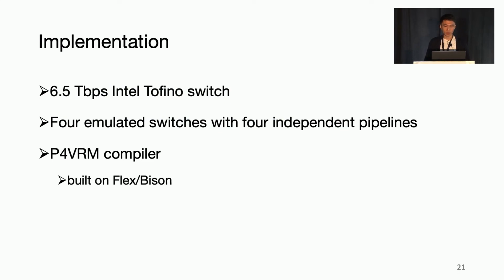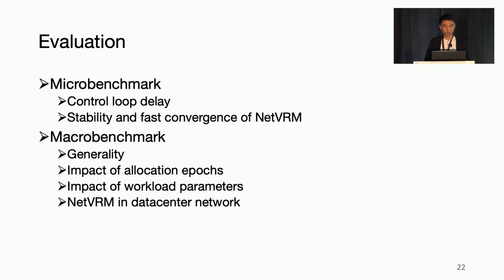We built a NetVRM prototype on a 6.5 Tbps Intel Tofino switch and emulated 4 switches with 4 independent pipelines. Our P4VRM compiler is built on FlexPython. We evaluate our prototype at 2 scales. In this talk, we will talk about the control loop delay, the generality, and the impact of allocation epochs.